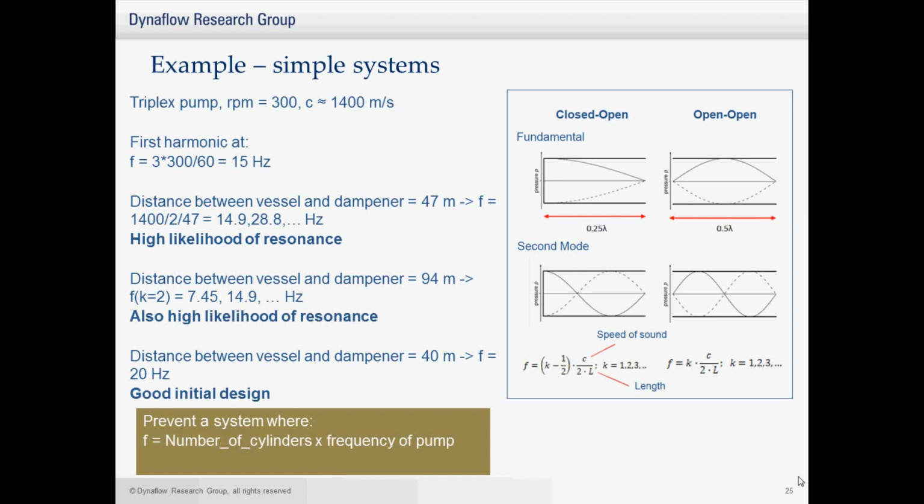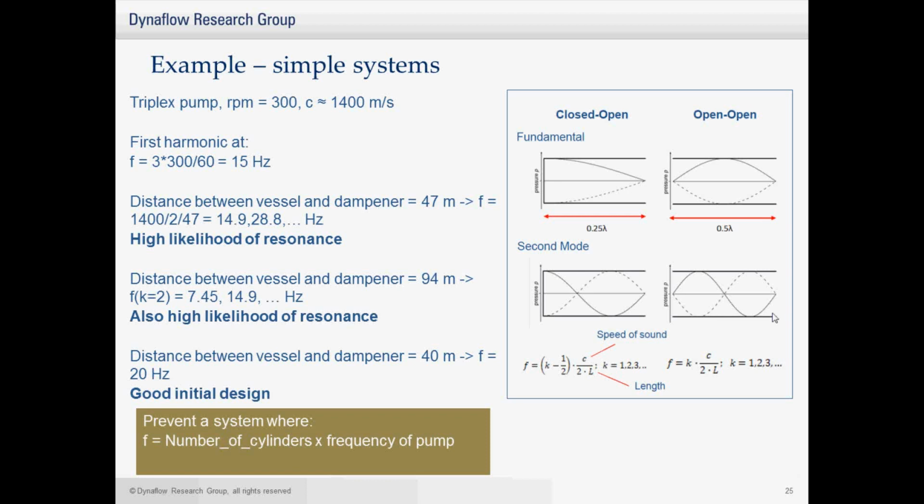So what's the first harmonic of our pump? It's the number of cylinders, 3, times your frequency, which for an RPM of 300 is 5 Hz, so 3 times 5 is 15 Hz. So we want to prevent any natural frequencies at 15 Hz in our system. For example, in my system I have a distance between the vessel and the dampener of 47 meters. And a vessel and a dampener act like an open system, because they both sort of have a set pressure.